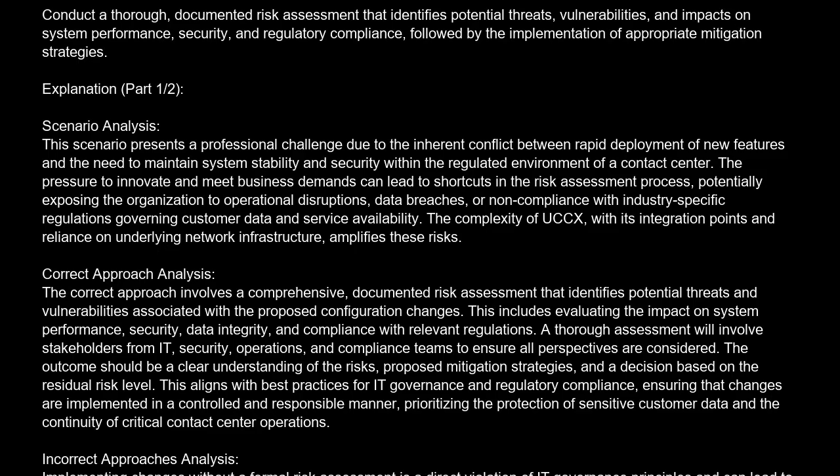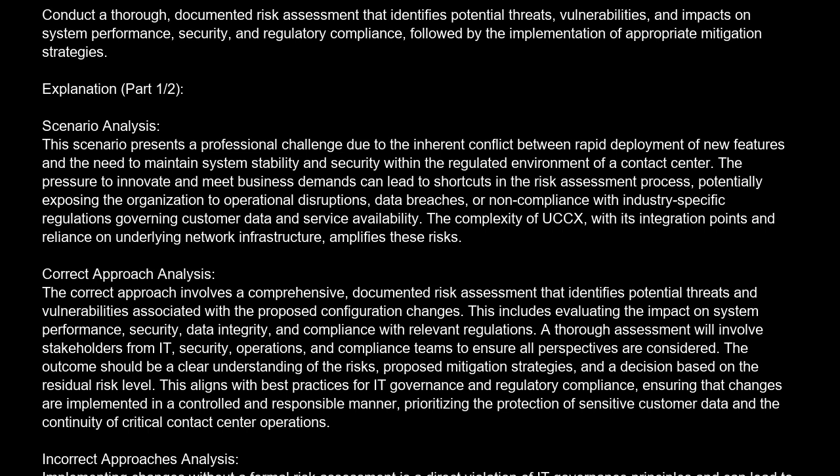The correct answer is B. Conduct a thorough, documented risk assessment that identifies potential threats, vulnerabilities, and impacts on system performance, security, and regulatory compliance, followed by the implementation of appropriate mitigation strategies.